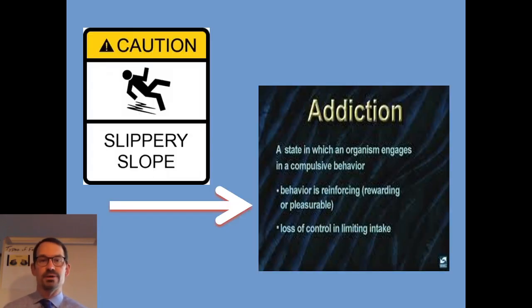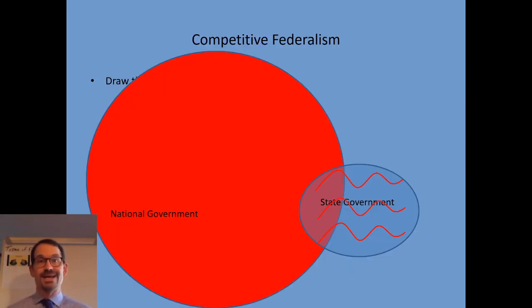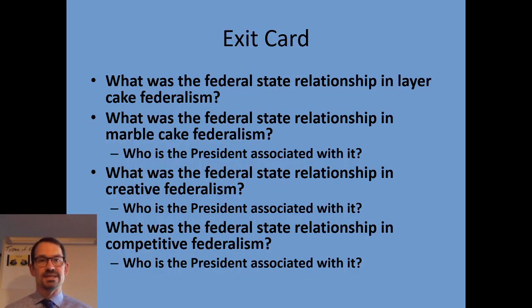Well, how do they do it? Well, here's how they do it. They knew that the states were addicted. And the national government, Congress specifically, put a condition on their transportation money. Look at the size now. States got even smaller. National government got even bigger. National government now controls the states completely.